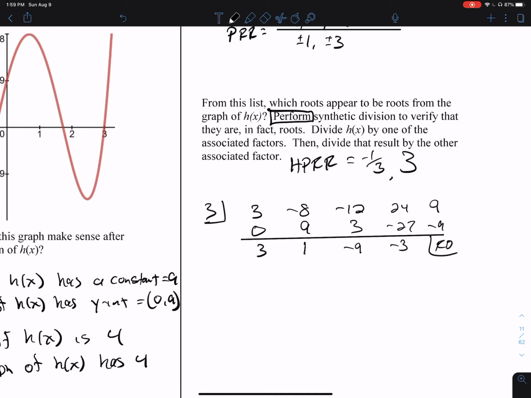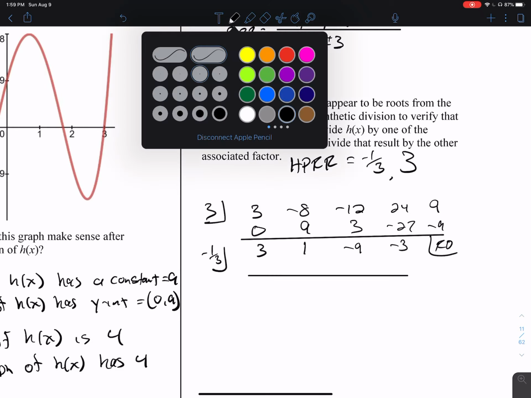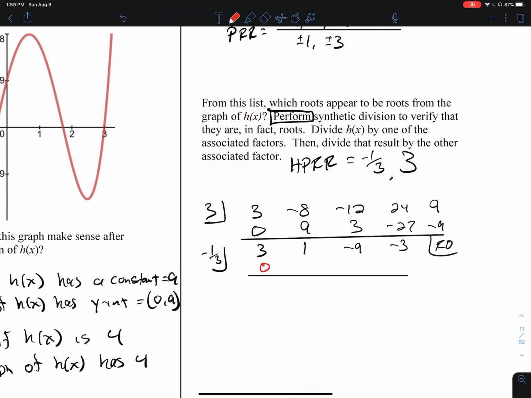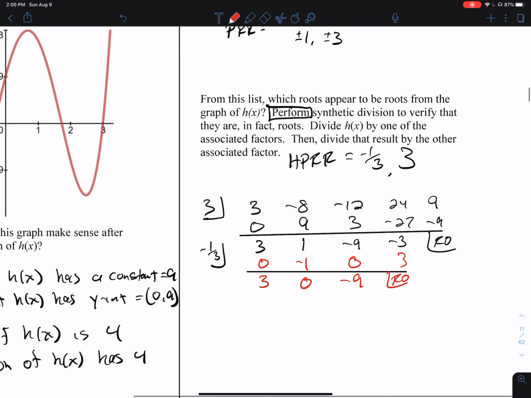Now let's divide by -1/3. Hopefully this doesn't get too crazy. Add, multiply, and -1/3 of 3 is -1. Add, multiply. -1/3 of -9, two negatives you divide, you get a positive. 9 divided by 3 is 3, so that works as well.